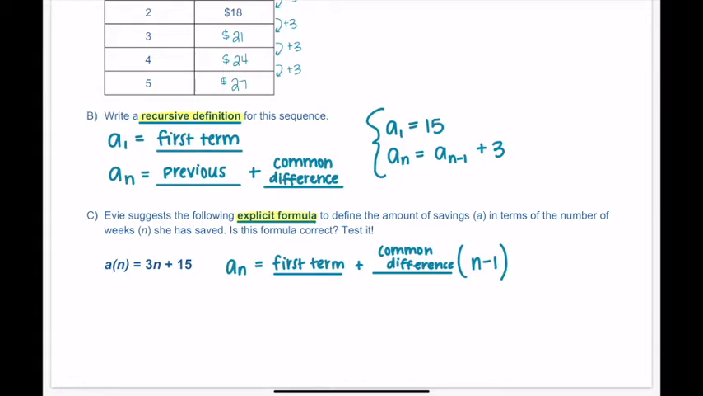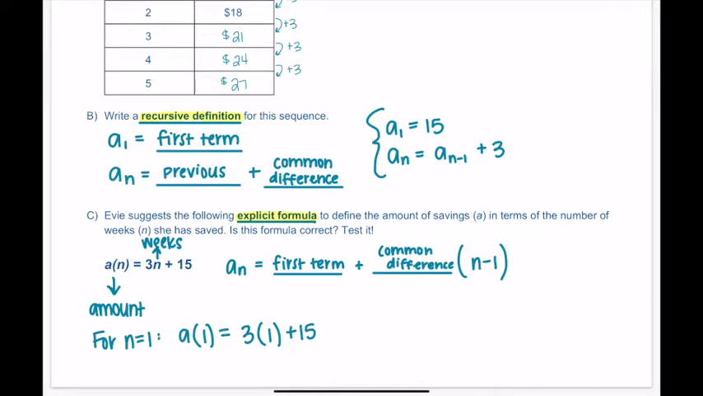We'll see how we get that, but let's first test this explicit formula that Evie came up with and see if it's correct. Remember that A sub n is the amount of money she had after n number of weeks, where n is the number of weeks. So is it true that after 1 week, let's see how much money she had if we plug in n equals 1. If n is 1, that would mean that her amount after 1 week is equal to 3 times 1 plus 15. So you can see how this resembles function notation.